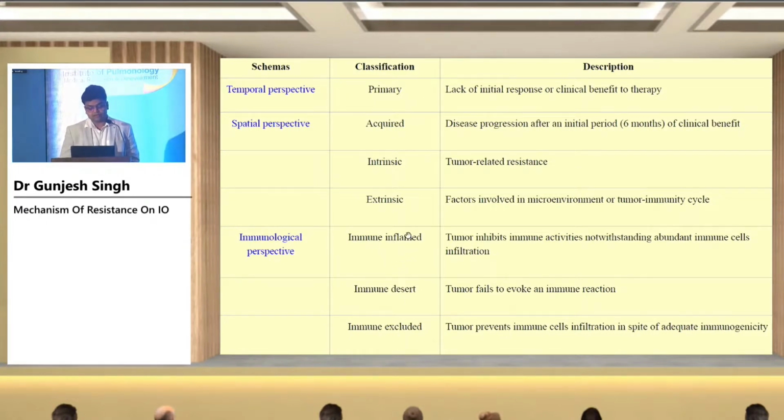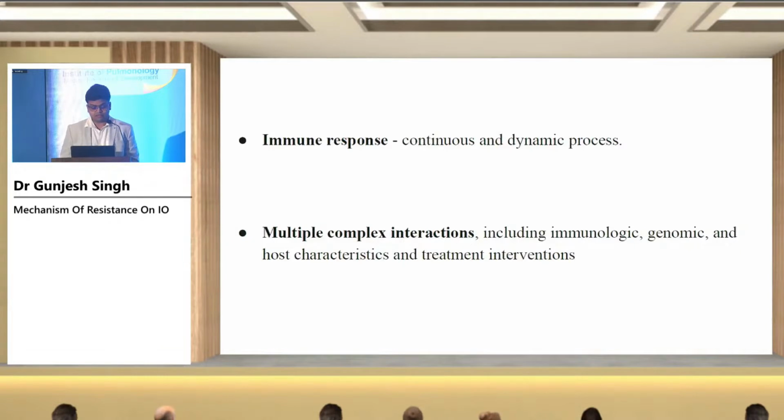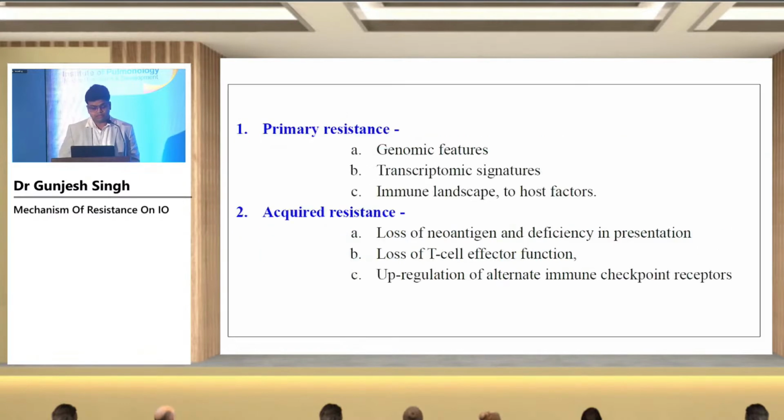Immune inflamed, as the name suggests, means immunity is there, immune cells are there. Despite that, the tumor is inhibiting immune activities. Immune desert means immune cells are not present in the tumor microenvironment. And immune excluded means the tumor prevents immune cell infiltration in the tumor microenvironment, and that is causing resistance to immunotherapy. So immune response is a continuous and dynamic process, and there are multiple interactions involving immunologic, genomic, and host characteristics for this immune response.